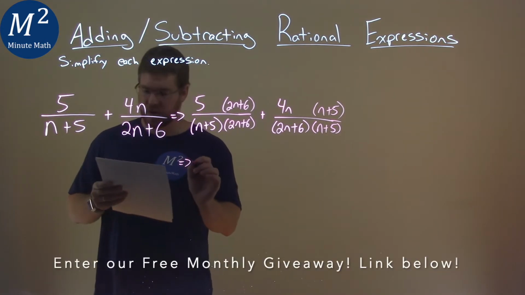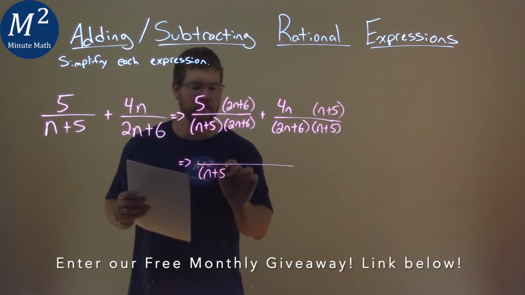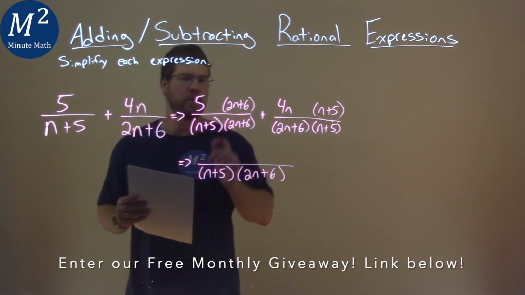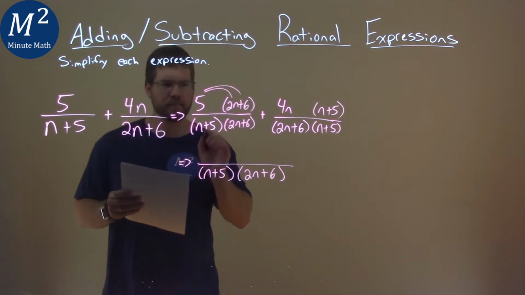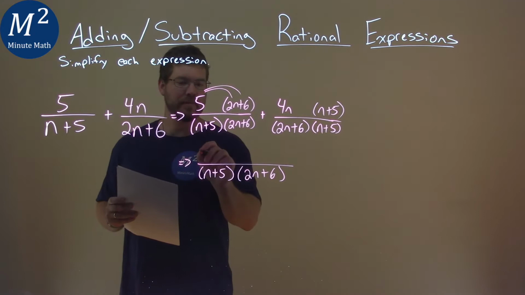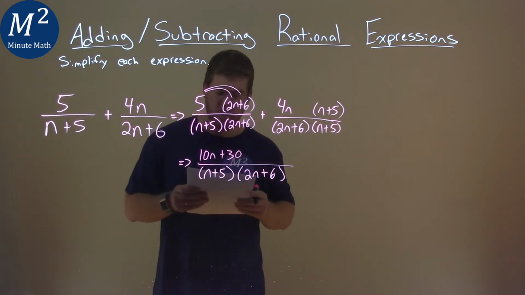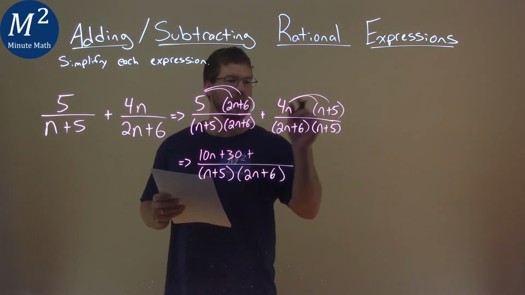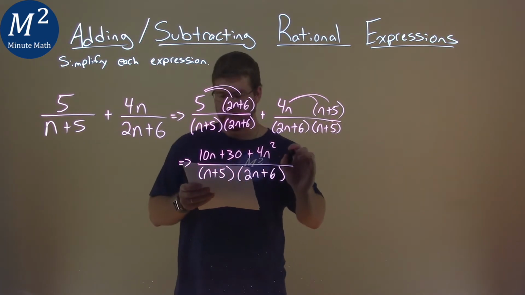So now let's write this as one big fraction. N plus 5 times a 2n plus 6. The numerator, we can combine this, but we're also going to distribute as we go. All right? 5 times a 2n is a 10n, and 5 times a 6 is a 30. From there, do the same thing with the 4n. Multiply it out. 4n times n is 4n squared, and 4n times 5 is a 20n.